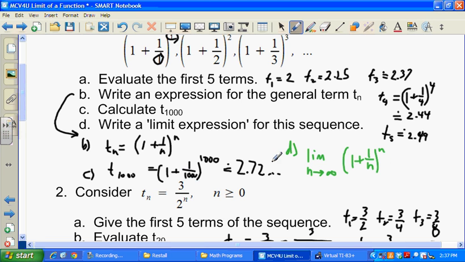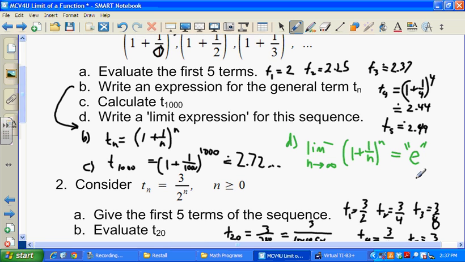And you might not recognize this number. We haven't seen it very often, but this is a special number in math called e. And e is around 2.72, and it goes on forever and doesn't end. This is one of the several definitions of what e is.